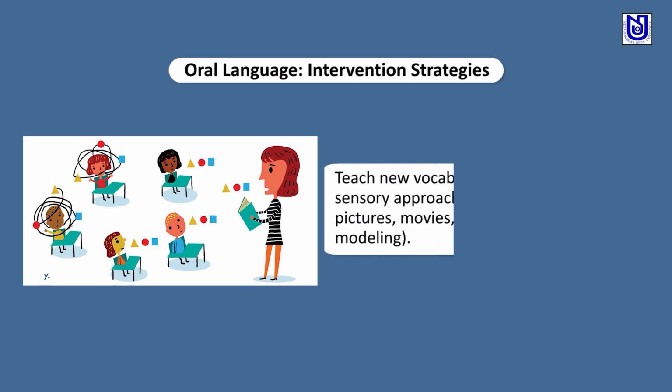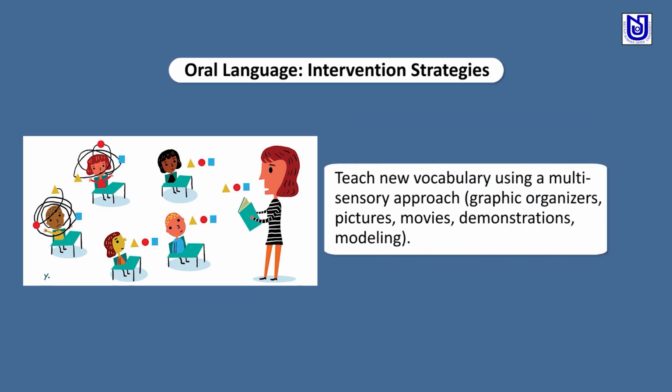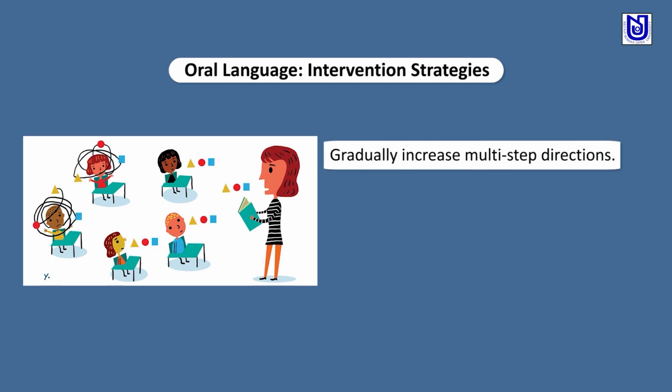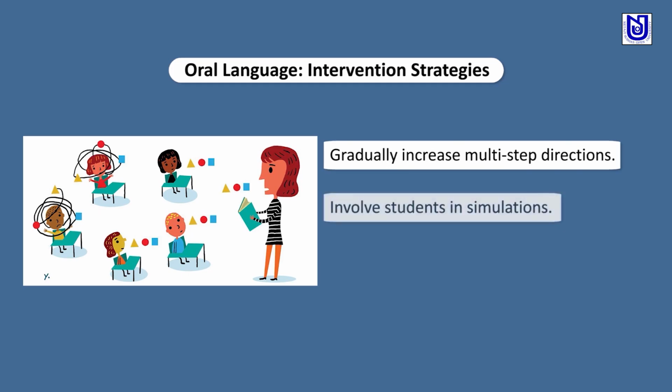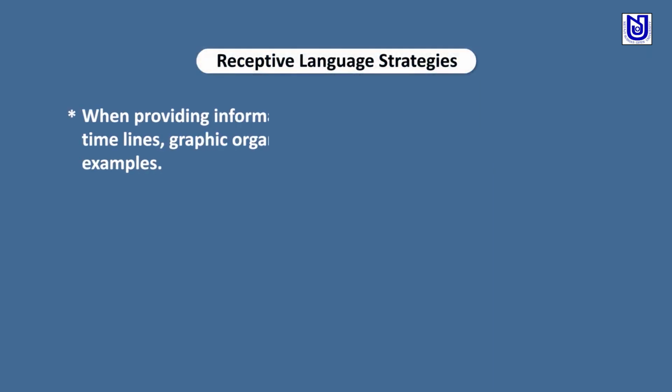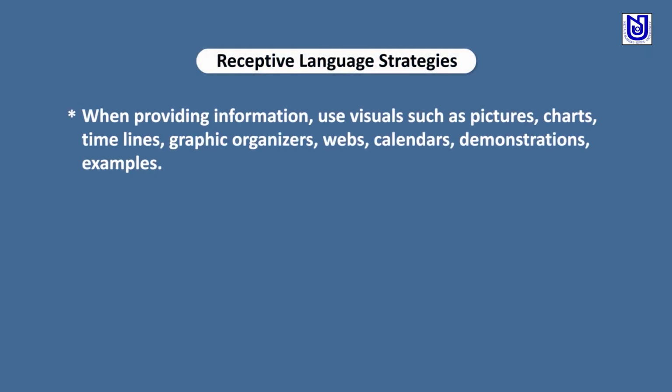Then you can teach new vocabulary using a multisensory approach, like graphic organizers, pictures, movies, demonstration, modeling. Then gradually increase the multi-step directions so that they can understand those directions. Then involve students in simulation, also using role plays and drama to improve their oral language skills. Then we can discuss receptive language strategies.